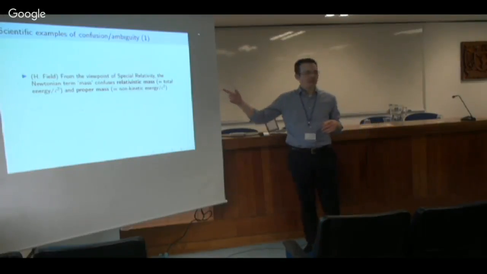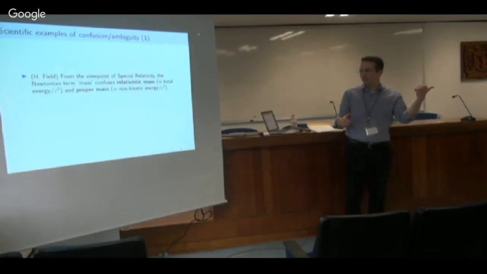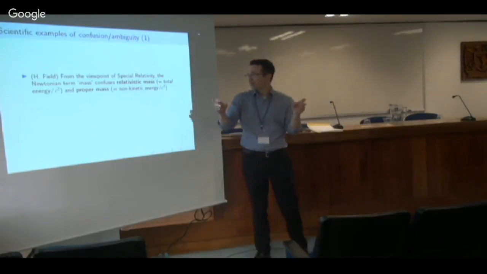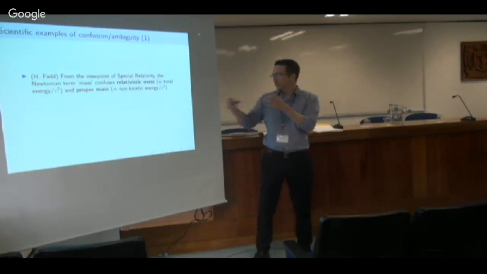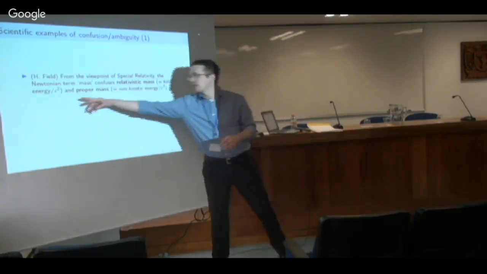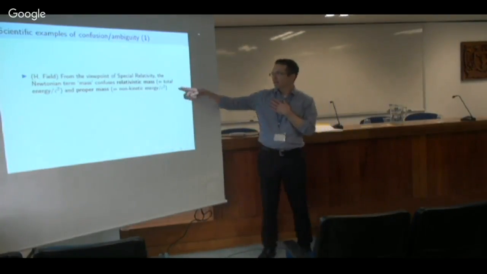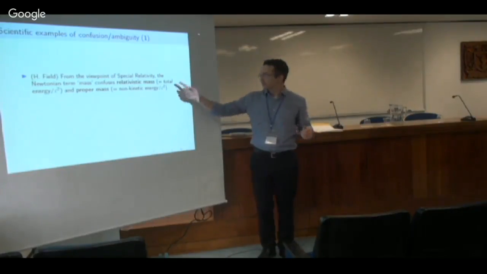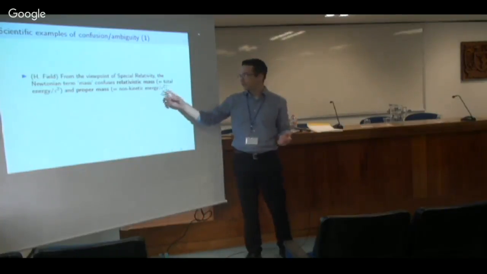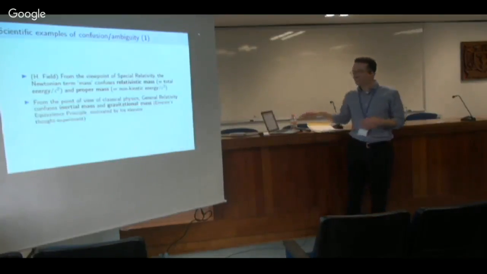One example that Hartry Field made famous is that if you inhabit the theory of special relativity and you look back at Newtonian mechanics, you'll see Newton says this word mass, and the question is, well, okay, what do you mean? Do you mean what I, in my special relativistic language, call relativistic mass, which is the total energy of an object divided by c squared? Or do you mean the proper mass, which is the non-kinetic energy divided by c squared? So like this is, as Octavio was saying, do you take the velocity of the body into account or not? Here you do.